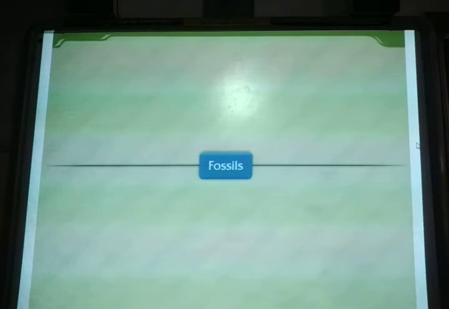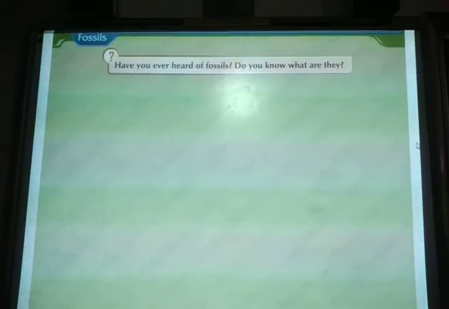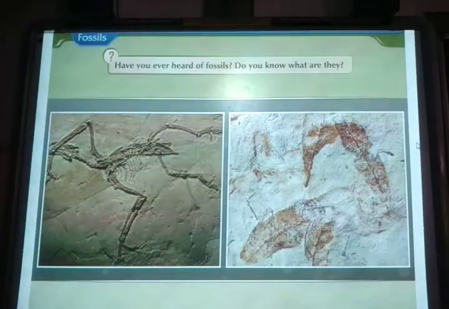Fossils. Have you ever heard of fossils? Do you know what are they?